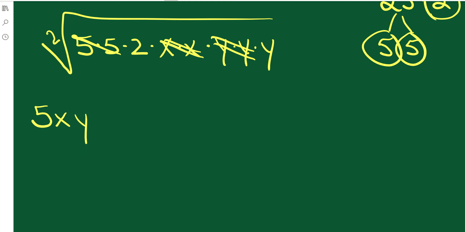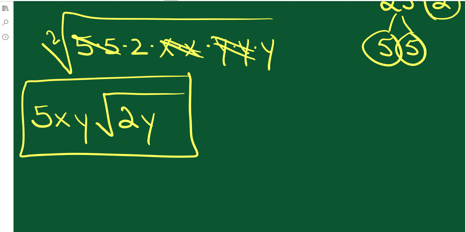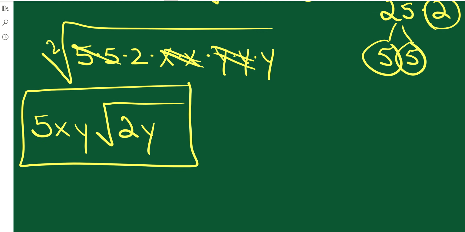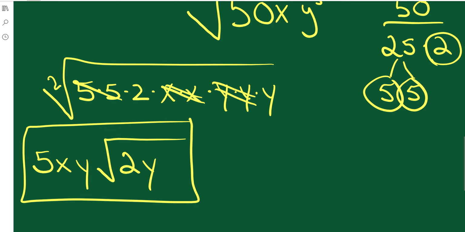Everything's out that I need to, and then I have to put back what stays inside. That's going to be this 2 times y. And this is my answer. It's just kind of fun doing it this way. It gives you a deeper, richer understanding by doing it manually and breaking it down. Then once you get on your way and feel good about it, you can go ahead and take further shortcuts as you see fit.